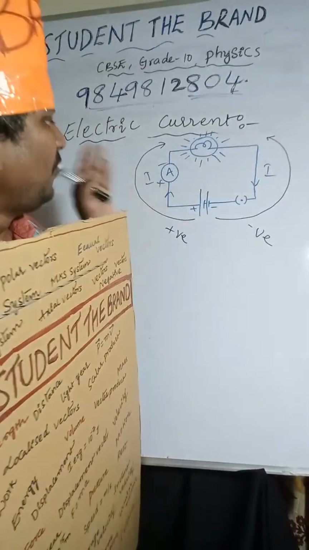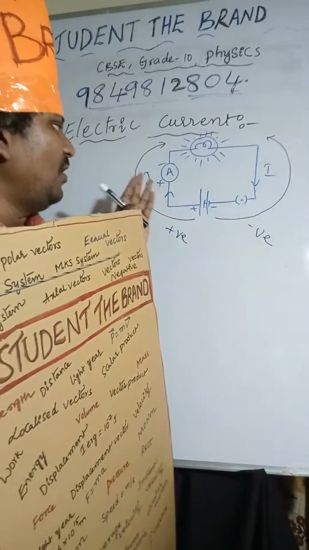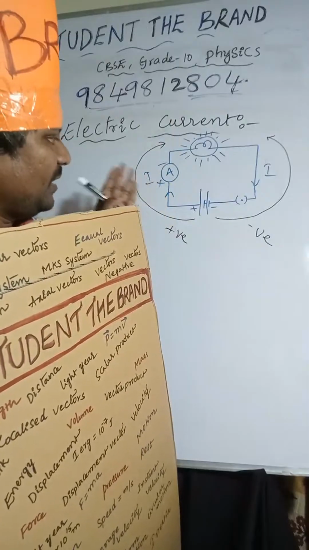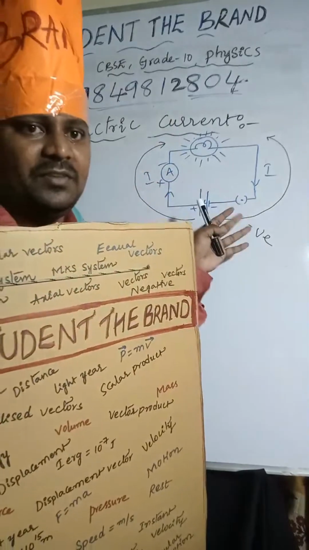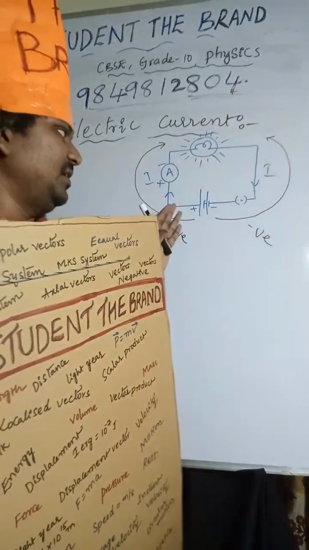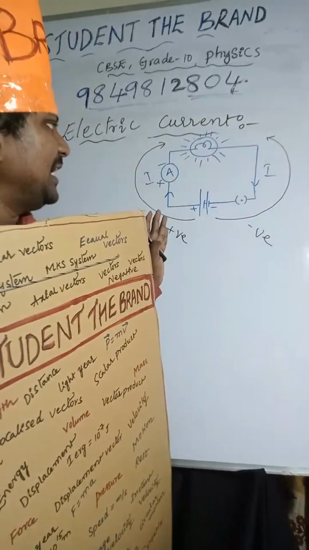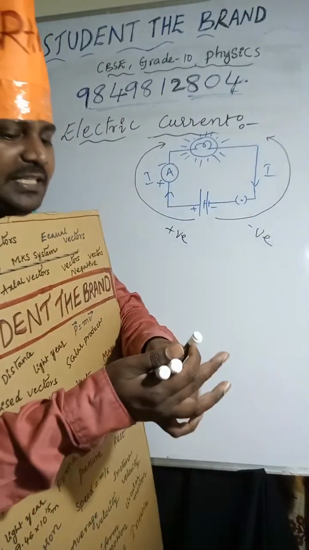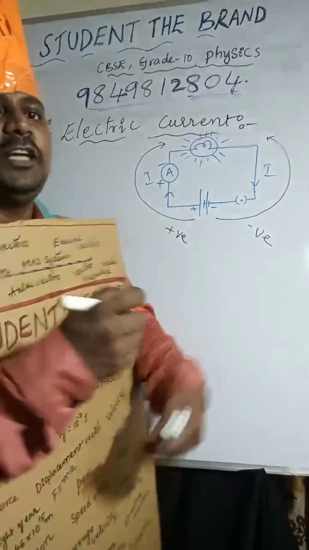So here, the flow of positive charges. The direction of positive charges is considered as the electric current, the conventional current. So the flow of electrons is the actual electric current. Here, positive charges will move from high potential to low potential.